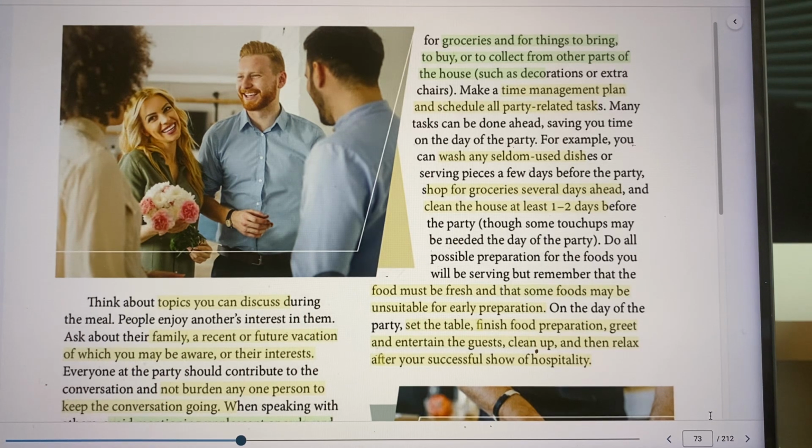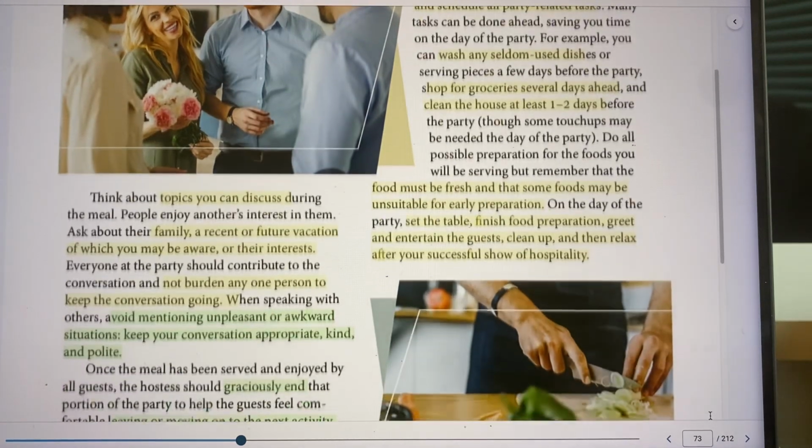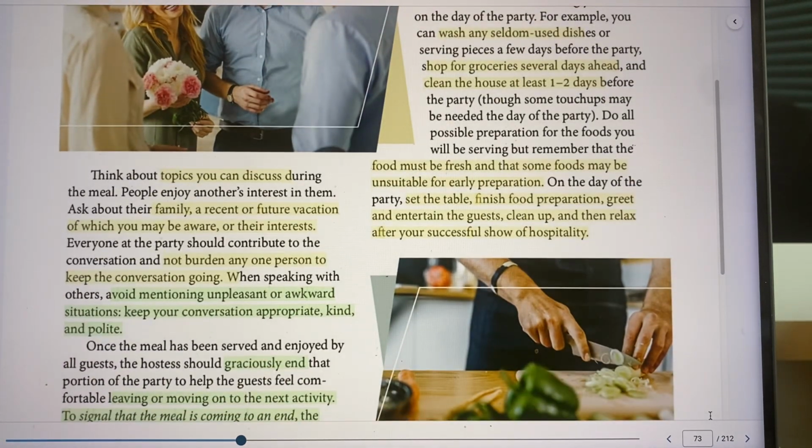Everyone at the party should contribute to the conversation and not be burdened by one person doing all the talking, right? Or maybe one person not able to even say a word. It's like a ghost sitting there with nobody talking. Make sure everybody gets to talk.